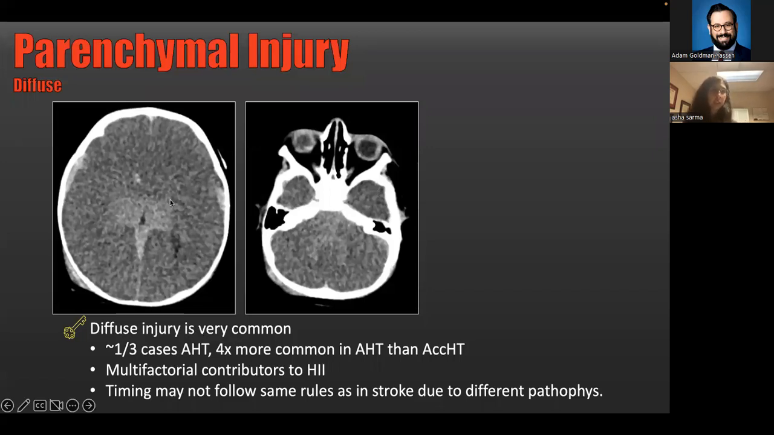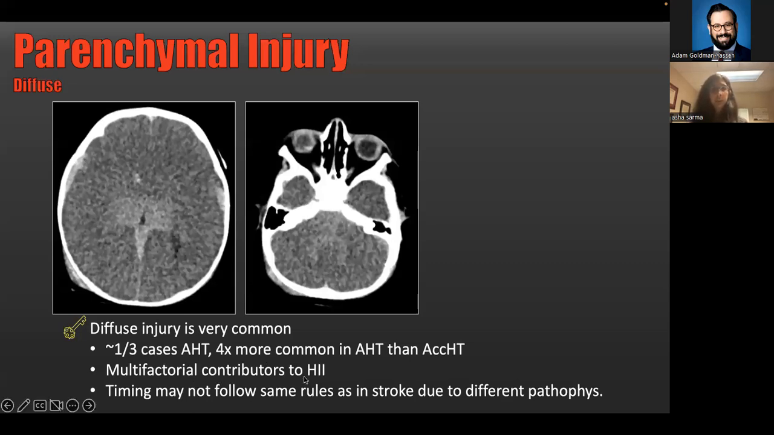So diffuse injury, you can see here, there's lots of swelling, sulcal effacement, loss of gray-white differentiation, hypoattenuation of the parenchyma, and relative sparing of the thalami here. You can see this in one third of the cases of abusive head trauma, and it's 4 times more common in abusive head trauma than in accidental head trauma.